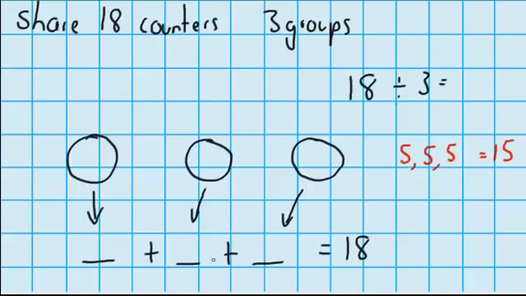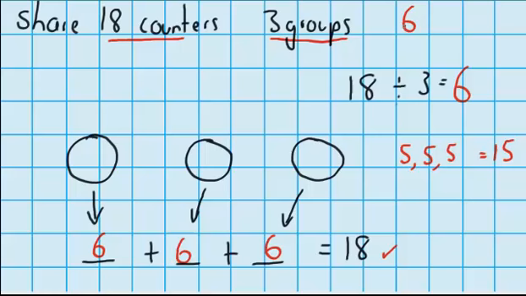I'm going to try 6. 6 plus 6 is 12, plus another 6 is 18. Perfect, so 6 must be the correct number. So 18 divided by 3 equals 6, which means if I had 18 counters which I needed to share between 3 groups, I would have to put 6 counters in each group.